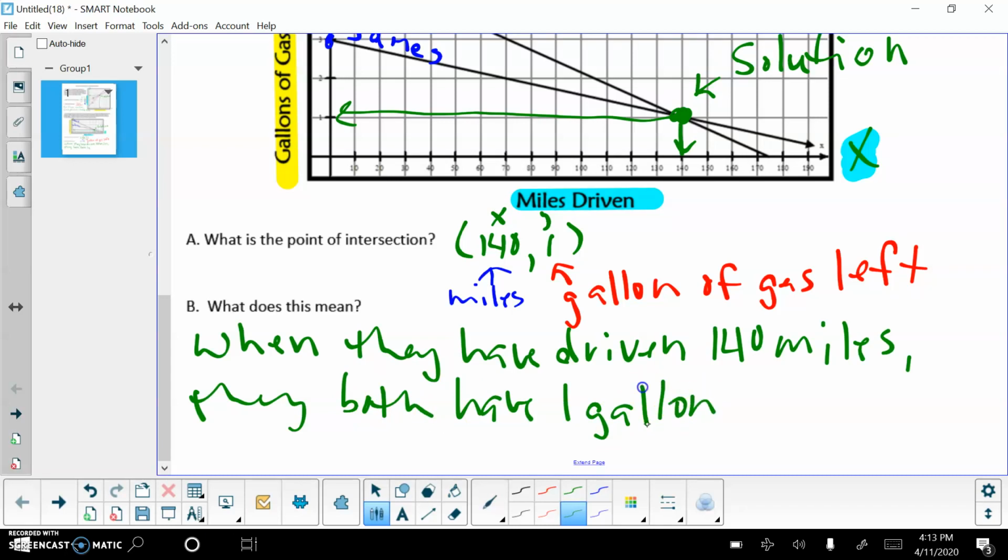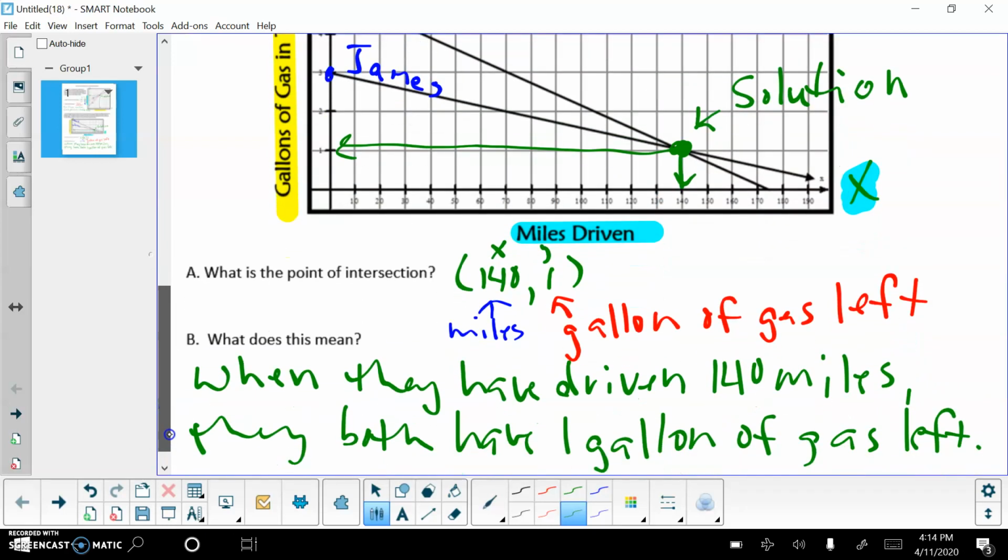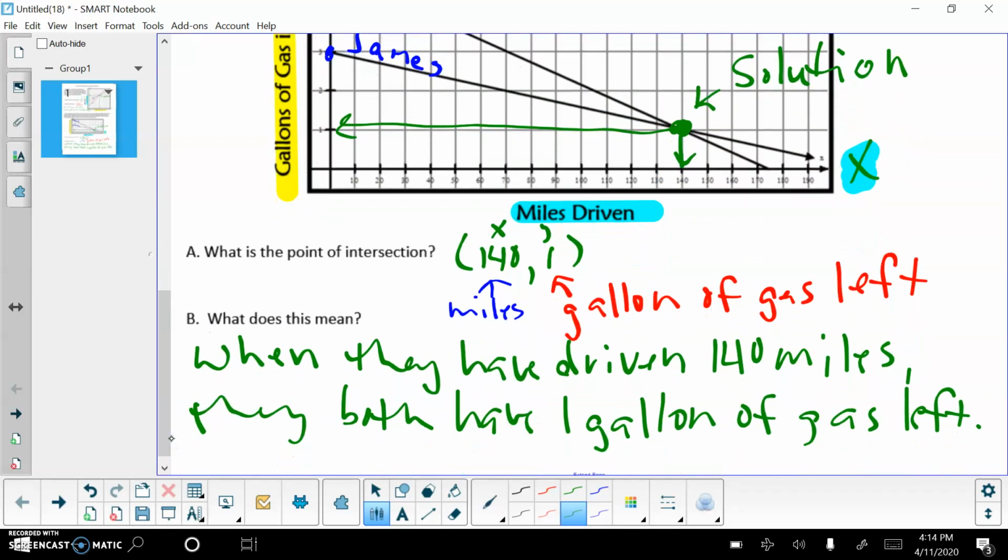At all other times, one of them has more than the other. Either James has more in his gas tank than Bert, or Bert has more in his gas tank than James. But at exactly 140 miles, they both have 1 gallon of gas left. And that's what that solution means.